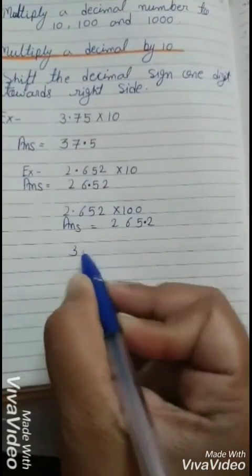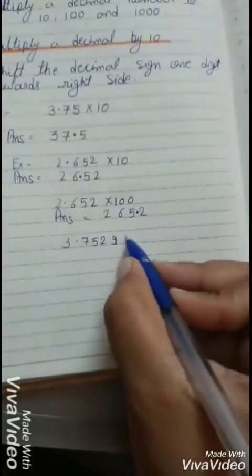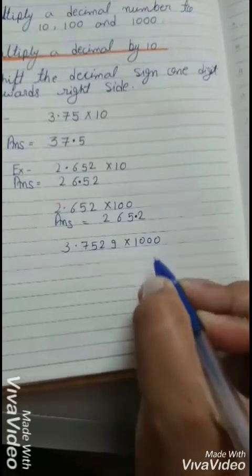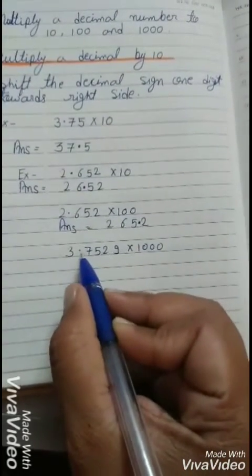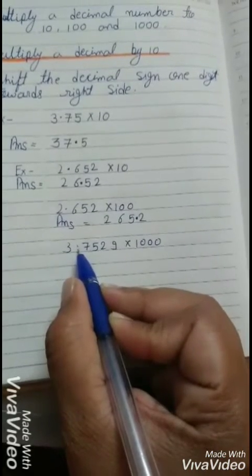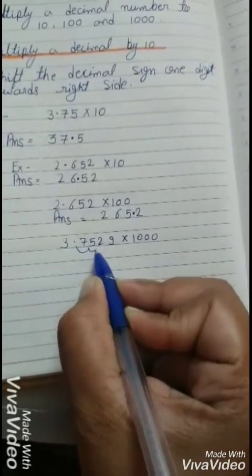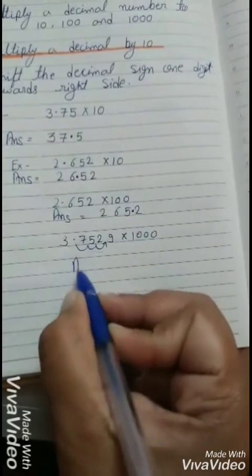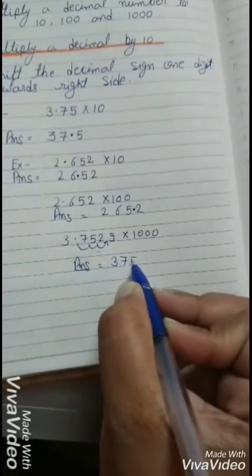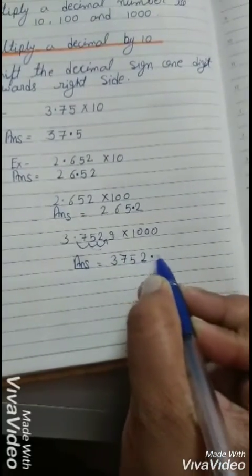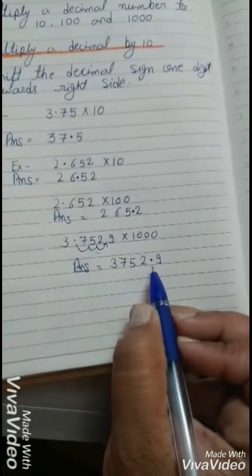Now let's take another example. Suppose the number is 3.7529 multiplied by 1000. As you can see, here we have 3 zeros. So we have to shift this decimal sign 3 digits towards the right side. That means 1, 2 and 3. So what will be the answer? It is 3752.9. That means we have just shifted the decimal sign 3 places.